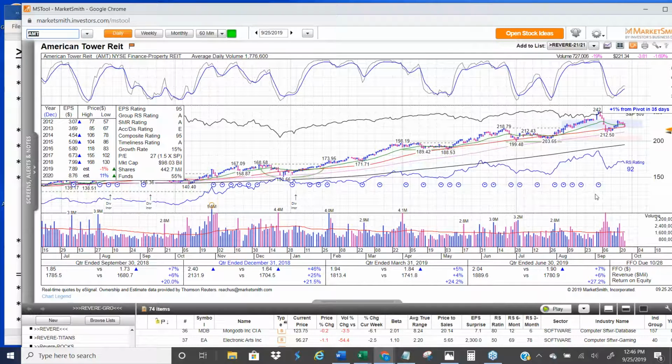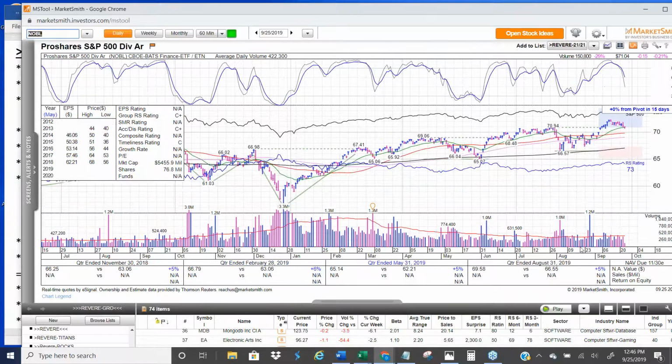And then the rest is some ETFs that we own. For example, NOBL. This is a Dividend Aristocrats ETF. Nice relative strength during the recent sell-off, continuing to trend up, holding the 21-day exponential moving average.